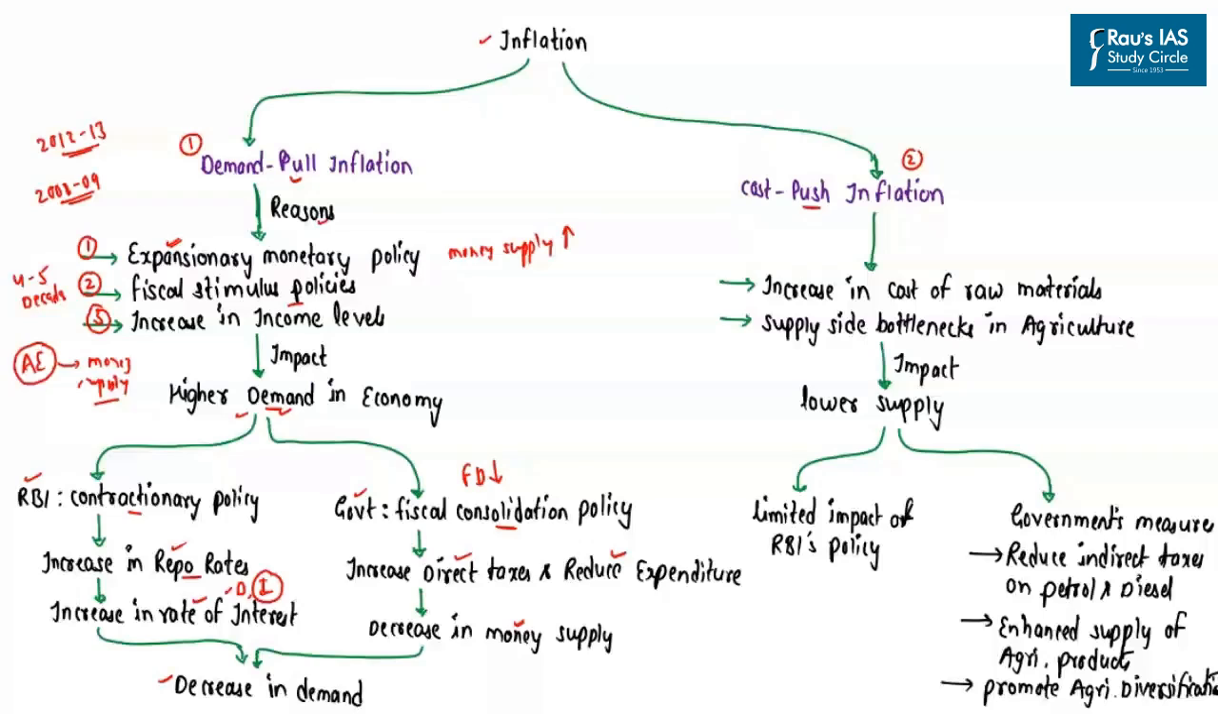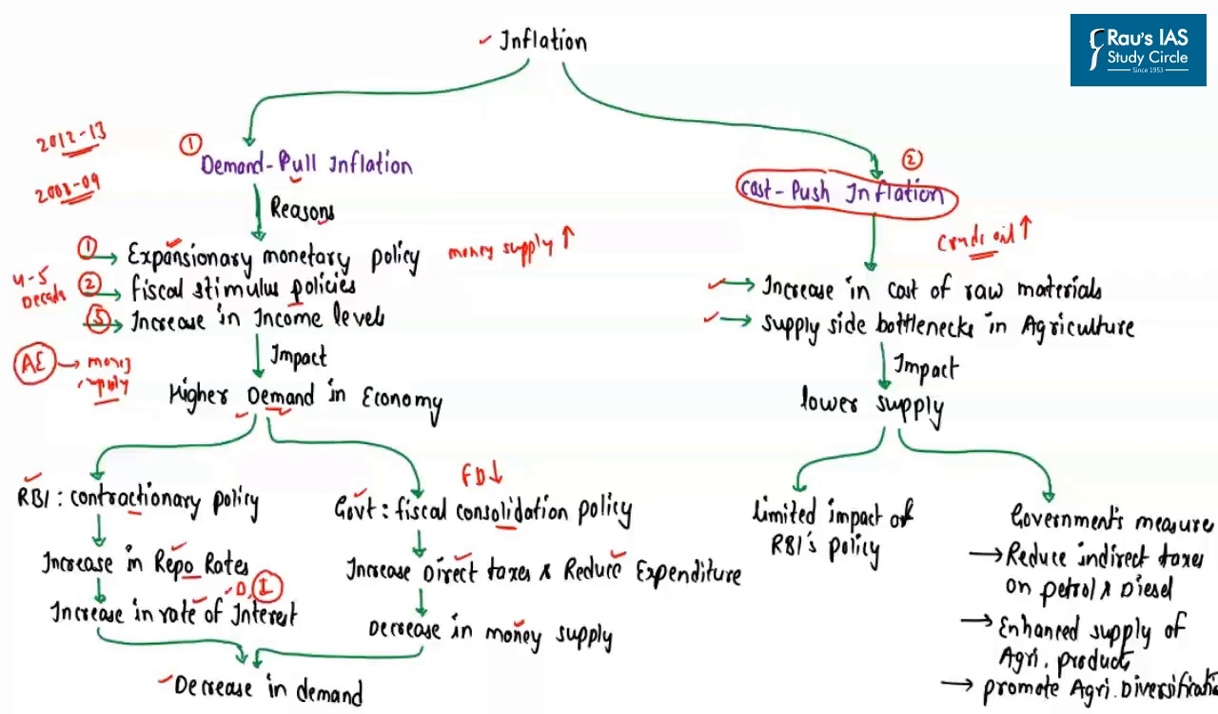Now let's say a particular country is facing cost push inflation. Now the cost push inflation can take place either on account of increase in the cost of raw materials or on account of supply side bottlenecks in agriculture. Now when it comes to the increase in cost of raw materials, for example, the global crude oil prices as such have been increasing because of the sanctions imposed on Russia and because of the supply side bottlenecks. So this increase in crude oil prices will in turn lead to a high rate of inflation in other sectors.